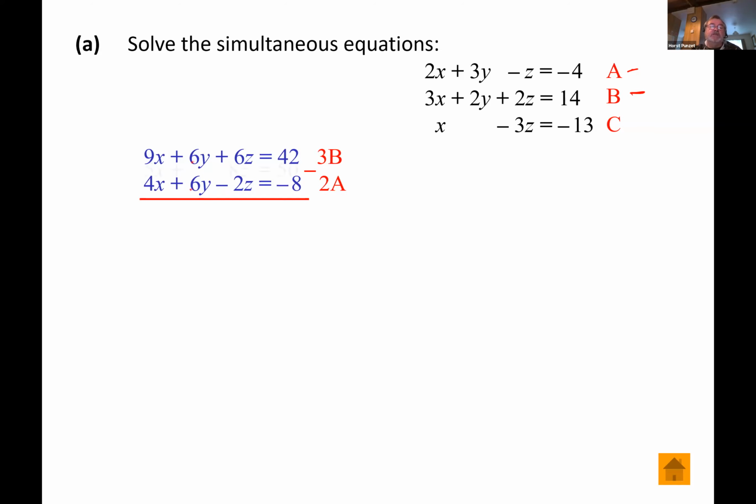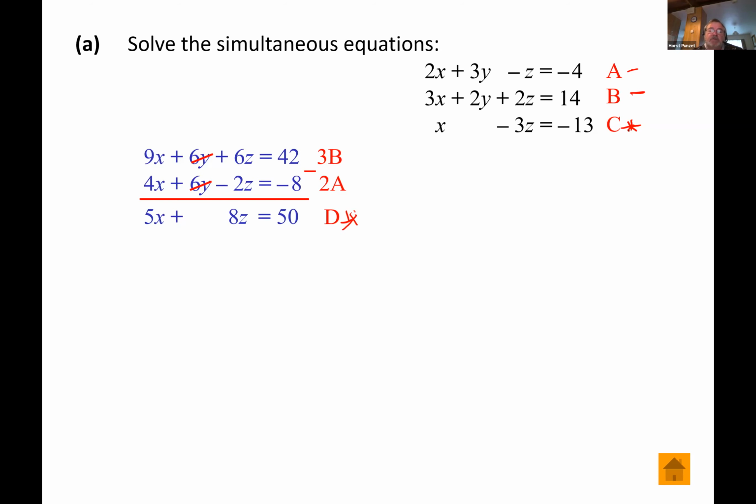So that will give us 9 minus 4 is 5x, the y's cancel out, and then 6z minus minus makes it plus 2z, which will give us 8z, and then it's minus 8, which will give us 42 plus 8, which is 50. All right, but that equation now, equation D, makes it very nice and handy. We know that has eliminated the y, and we have equation C here which has eliminated the y.